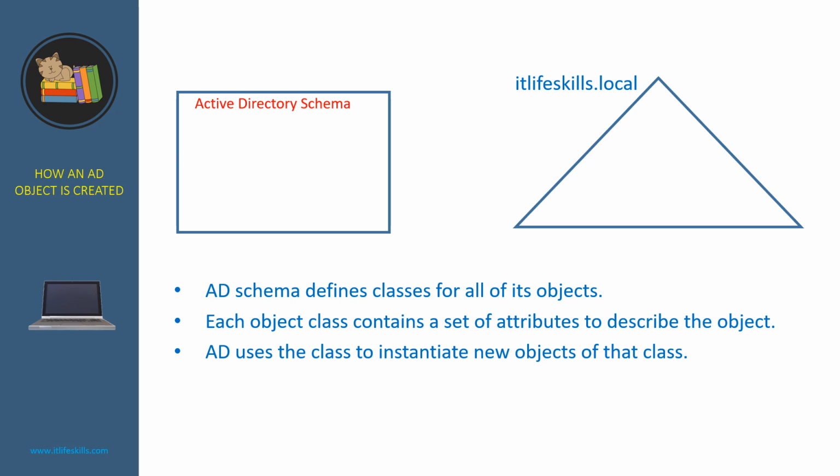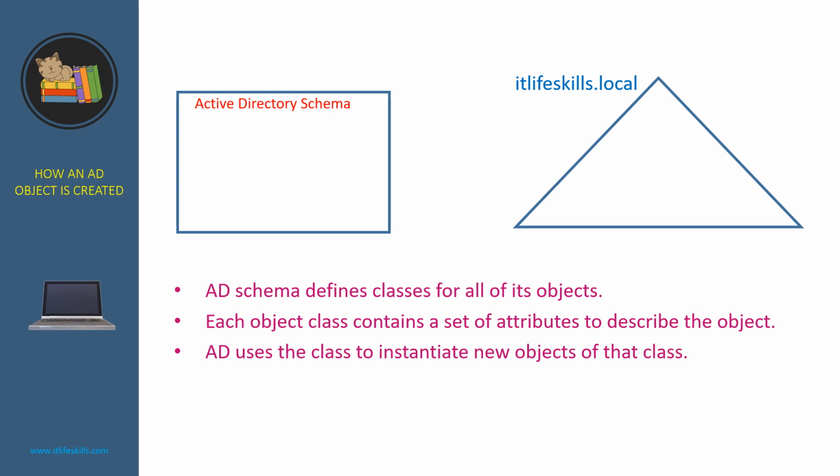Let's see how an Active Directory object is created. As you may know, Active Directory schema defines classes for all of its objects. Each object class contains a set of attributes to describe the object. And Active Directory uses the class to instantiate new objects of that class.